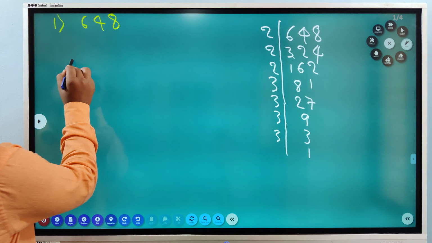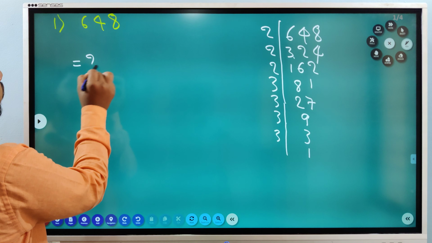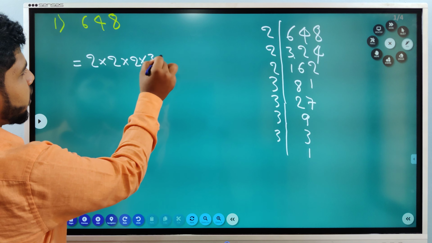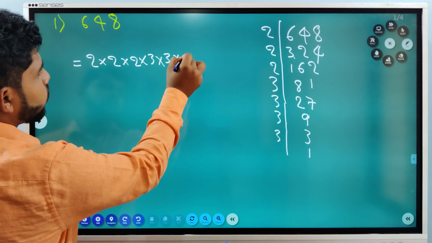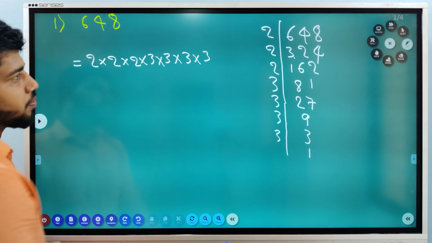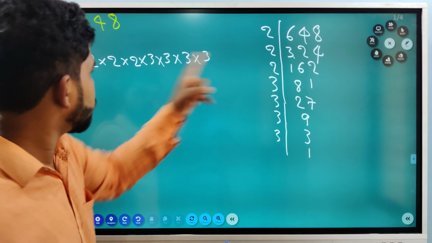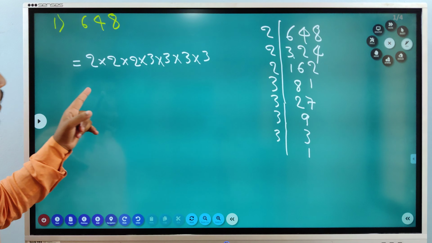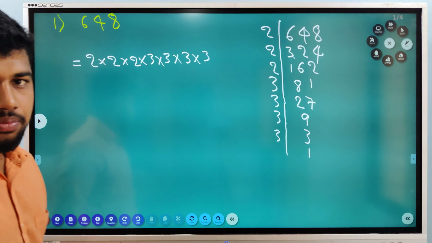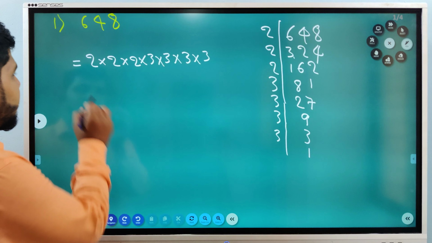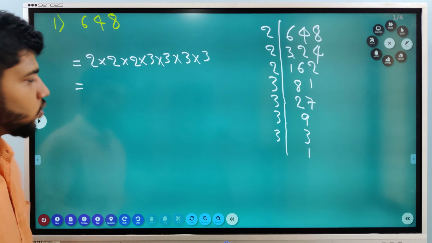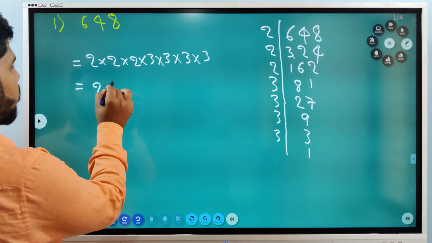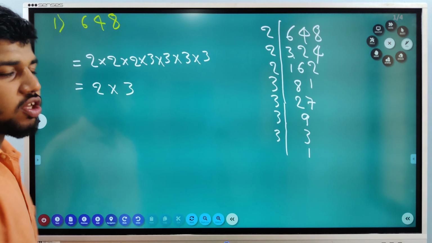Now we are going to write 2 into 2 into 2 into 3 into 3 into 3 into 3. Now how many 2's are there? 1, 2, 3. How many 3's are there? 1, 2, 3, 4. Now here, 2 and 3 are the common terms.